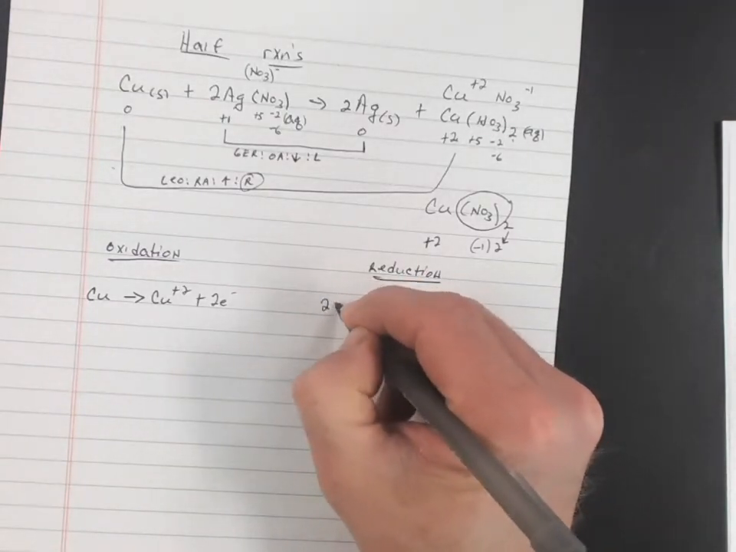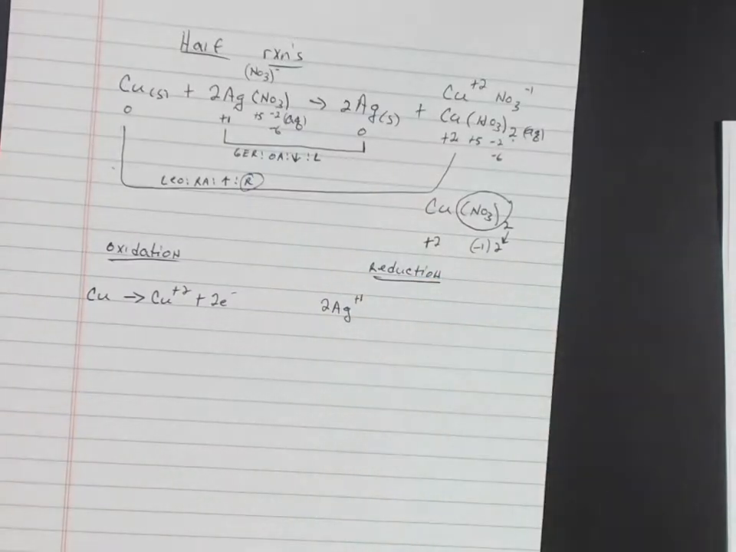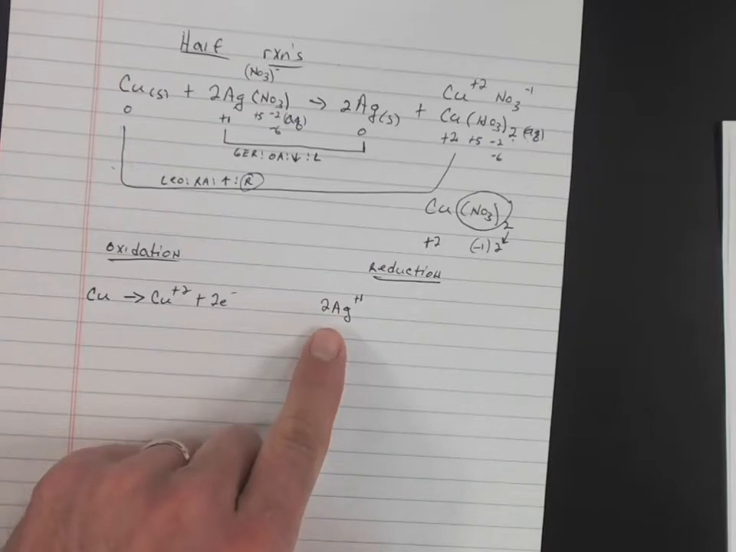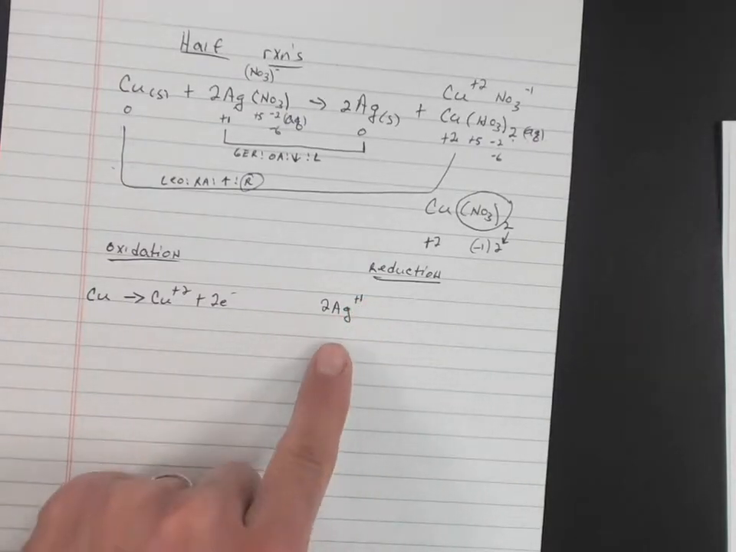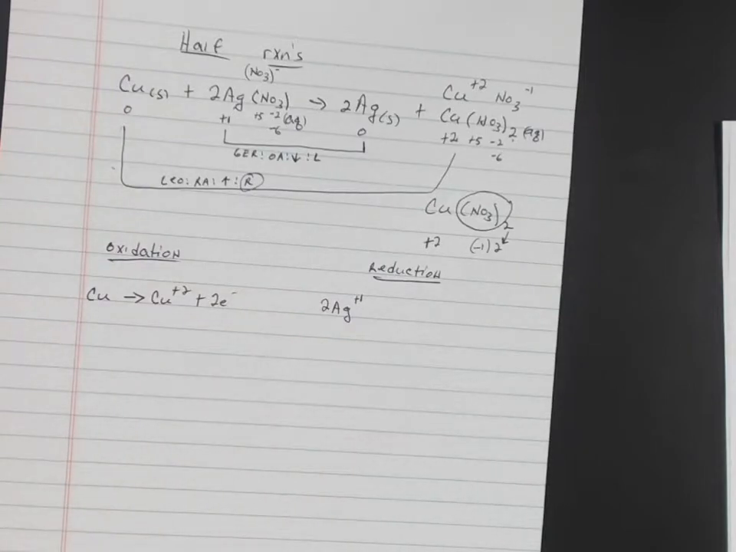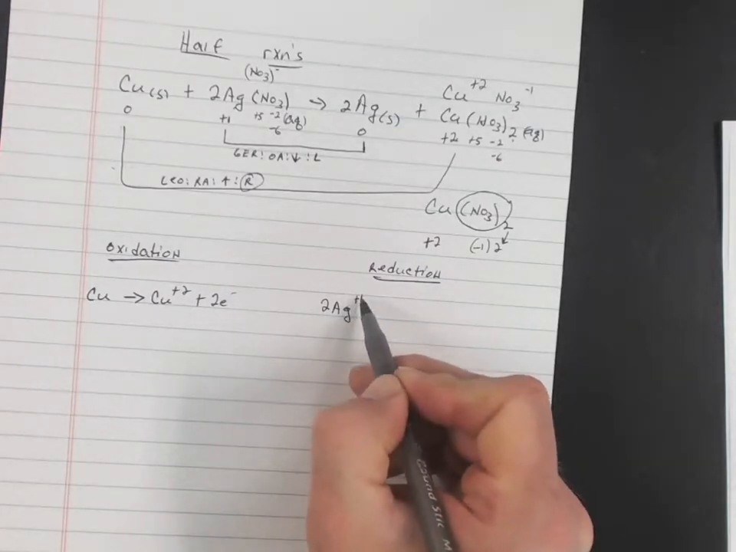Very good. 2 Ag, and I have to be very careful here, I must put the oxidation number that it has. A lot of people make a mistake and they simply write 2Ag and they don't put the plus 1. We're reducing this, which means it has an electron that's going to be added to it, so we've got to make sure we have the right charge to start with.